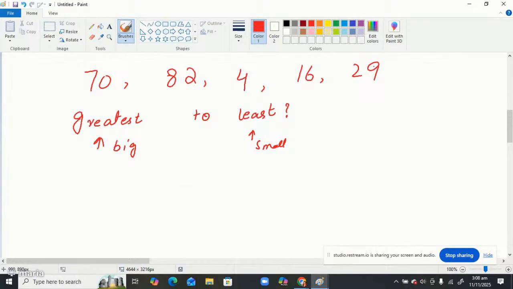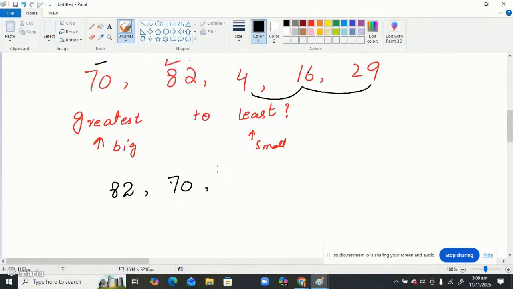As we can see, 82 is the bigger one. So the first number I'm going to write here is 82. Now what comes next? 70, 4, 16 or 29? That would be 70. Now these two numbers are removed. Let's check these three numbers. What is the bigger number: 4, 16 or 29? Everyone tell me in the chat please.